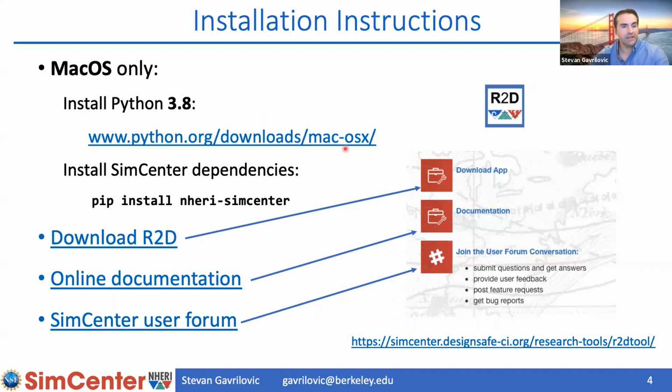And I recommend you go to python.org to download the Python 3.8. Of course, it's only for Mac. In the Windows version, Python comes bundled in the executable, but because of security reasons, Mac won't allow that. And you need to install SimCenter dependencies, so different Python packages that we require in the workflow. And that's a one-line installation here. So it's pip install NHERI-SimCenter.